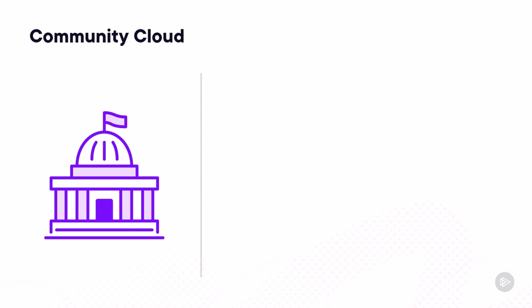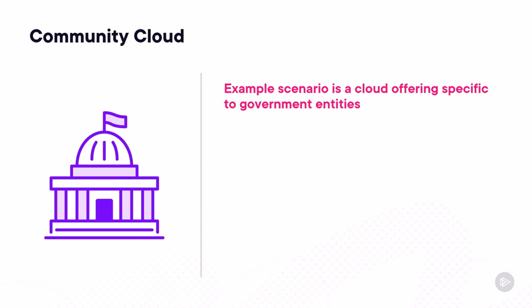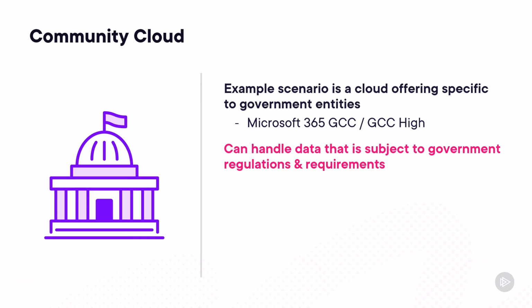Lastly, probably the most popular type of community cloud are for government. Microsoft, AWS, Google all offer specific versions of their tools such as Microsoft 365 GCC or GCC High that can handle data that is subject to specific government regulations or requirements such as FedRAMP, DoD, CJIS, and more.